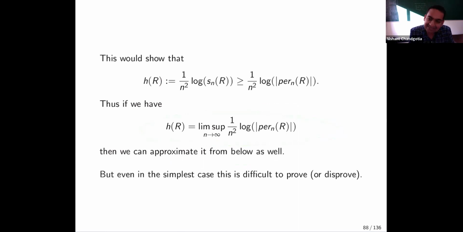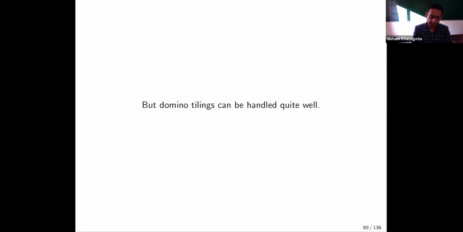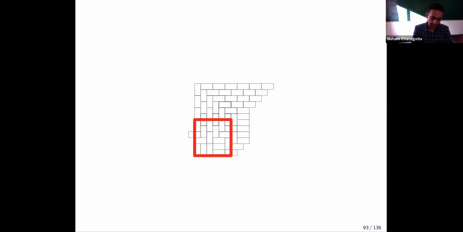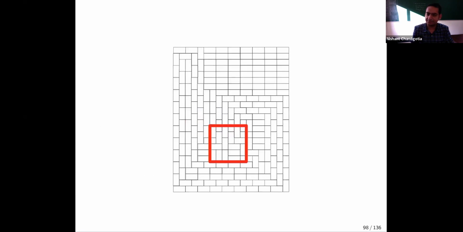Now, even in the simplest cases, this is extremely hard to prove or disprove. Well, disproving it is extremely, extremely hard. So one question which I pose to the audience is, for instance, look at these simple tilings by rectangles. Is the entropy of this space computable? Are there a lot of periodic points? This is wide open. Nobody has a clue. In domino tilings, things can be handled quite well. And you tile, and you get something which matches.